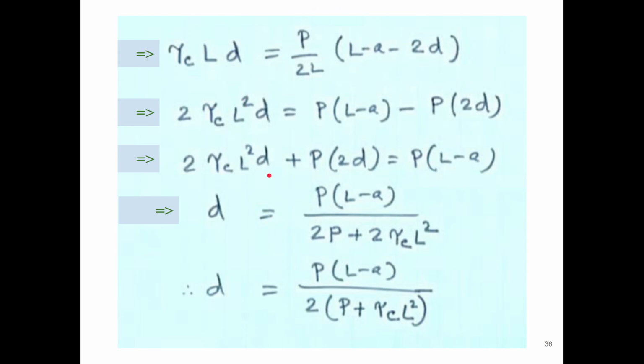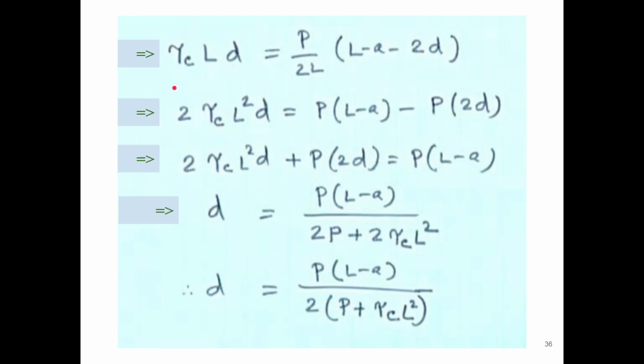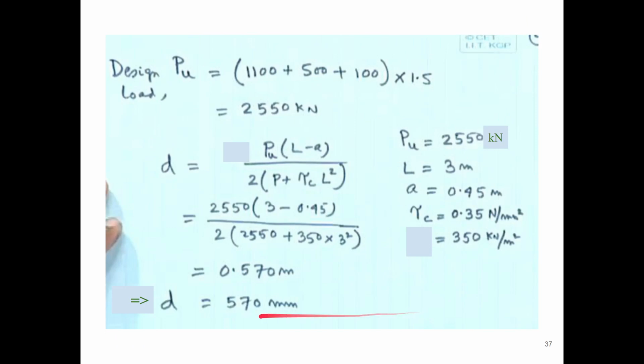So if we see this, tau C is the strength of concrete, multiplied by L into the depth of footing. Solving this, we get the required effective depth of footing to be P into (L minus A) by 2 into (P plus tau C L square). So putting the values.